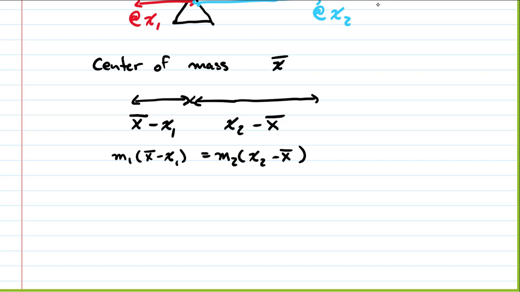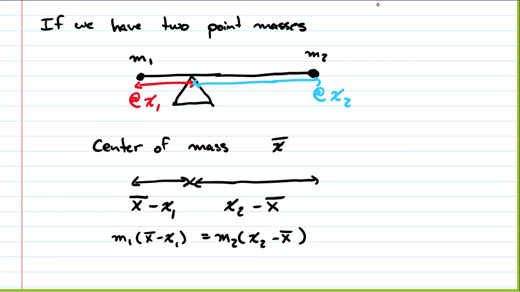So the center of mass is the point. We don't know where that is on that diagram, so x bar is going to be somewhere. I'm going to arbitrarily put it here, where if we take the distance from x bar to x1 and multiply it by the mass, we're going to get the same thing as the distance from x2 to that same point when we multiply by the mass.